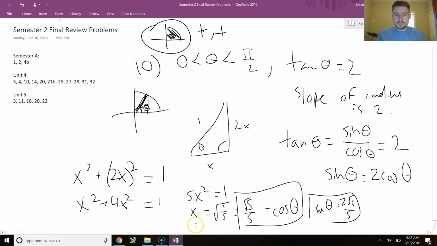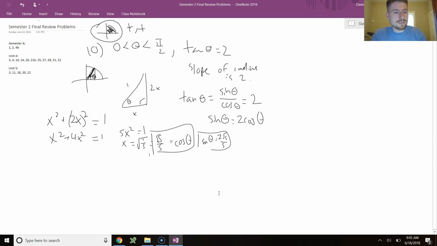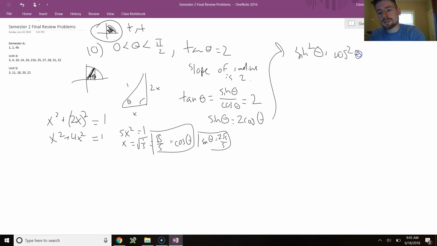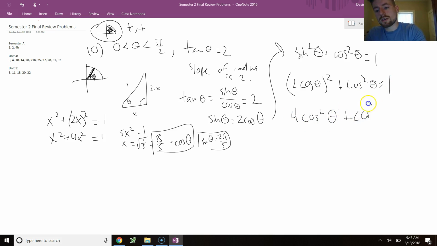If I don't use this triangle method and I just use the Pythagorean identity, that's fine too. So here's the Pythagorean identity. From here, we know that sine squared theta plus cosine squared theta is equal to 1. And if I make the substitution, I get 2 cosine theta quantity squared. So I'm replacing sine with 2 cosine theta, plus cosine squared theta equals 1. So I get 4 cosine squared theta plus cosine squared theta equals 1. Hopefully you see where this is leading.